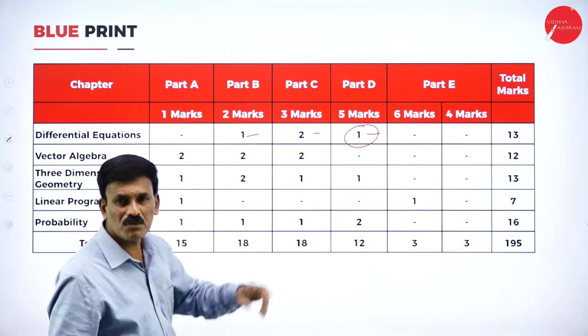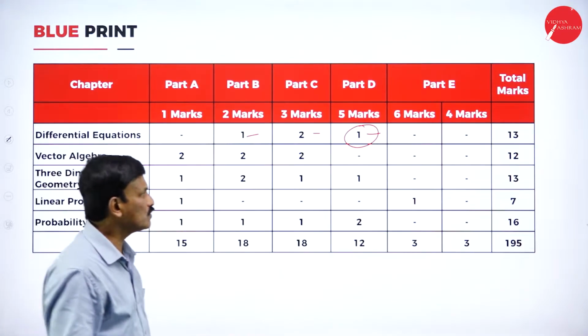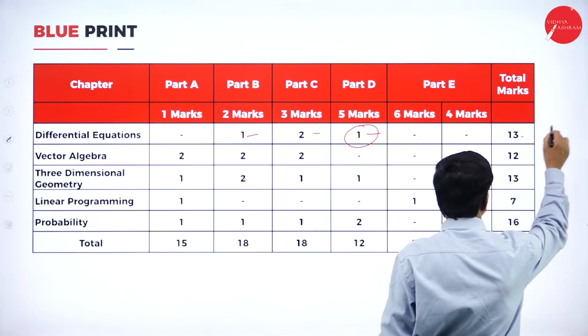So LDE, one 5 marks question from LDE, that is finding the solution, and finding the solution from homogeneous or from variable separable method, and the 2 mark question is from order and degree of the differential equation, and this is also very easy to get 13 marks.